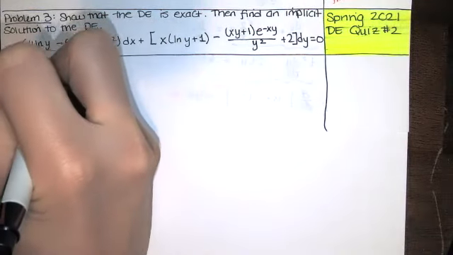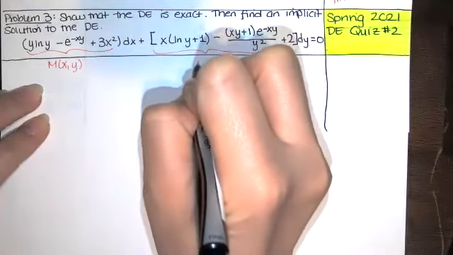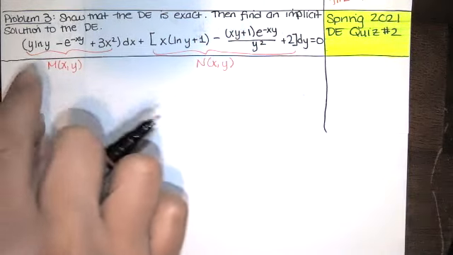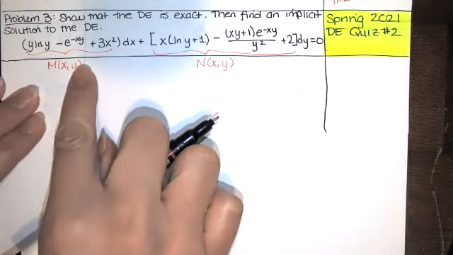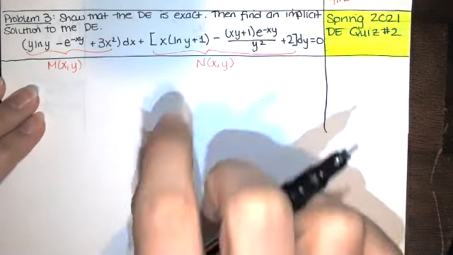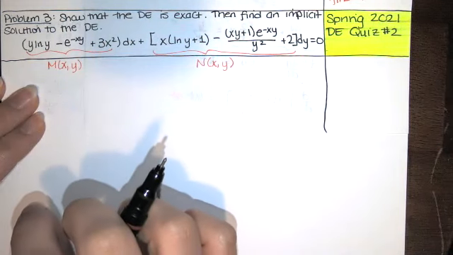We typically label this function M of x, y in our class, and we label this function N of x and y. If the partial of M with respect to y is equal to the partial of N with respect to x, then the differential equation is exact.